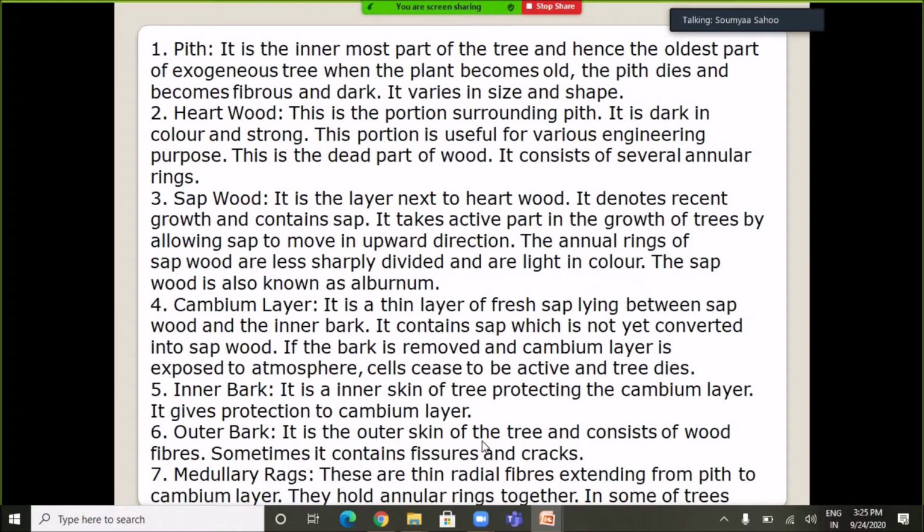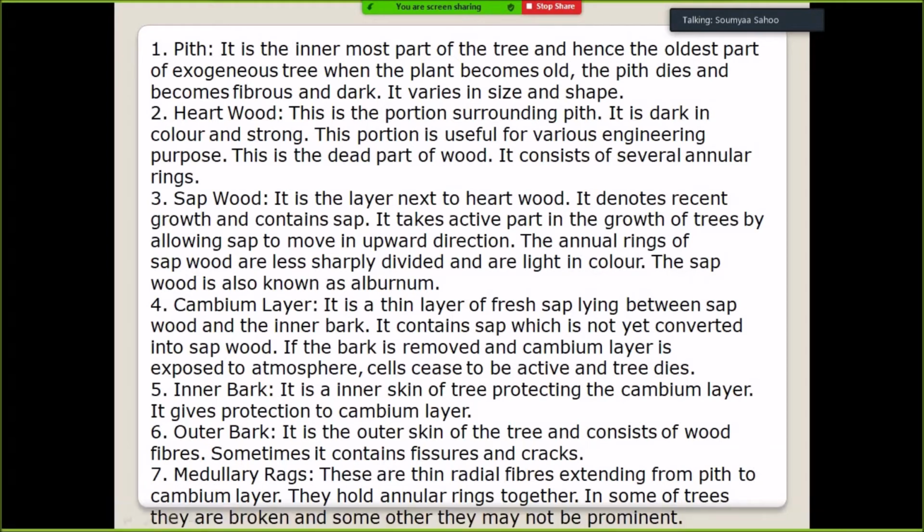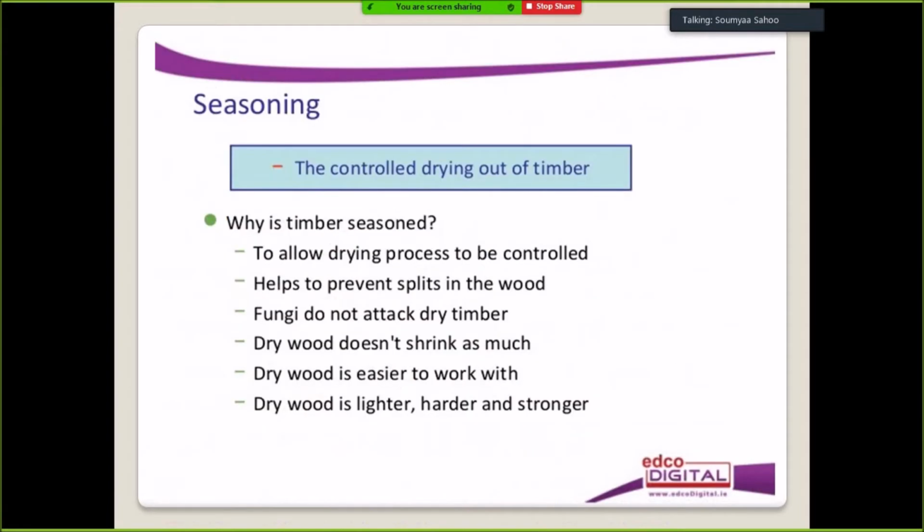Outer bark is the outer skin of the tree and it consists of wood fibers. Sometimes it contains fissures and cracks. Medullary rays extend from pith to the cambium layer. They hold the annual rings. In some trees, they are broken and in others they may not be prominent.